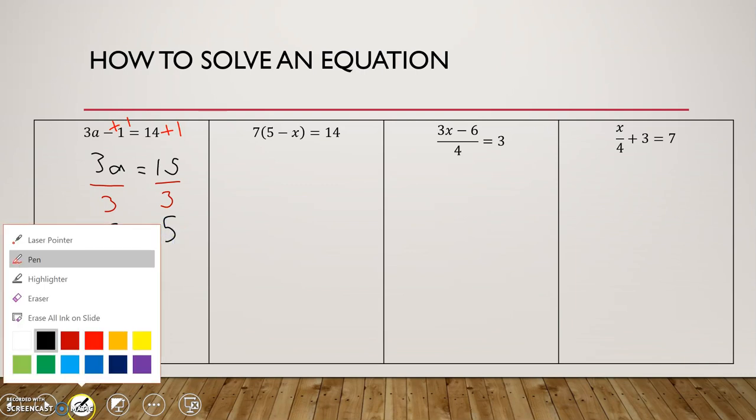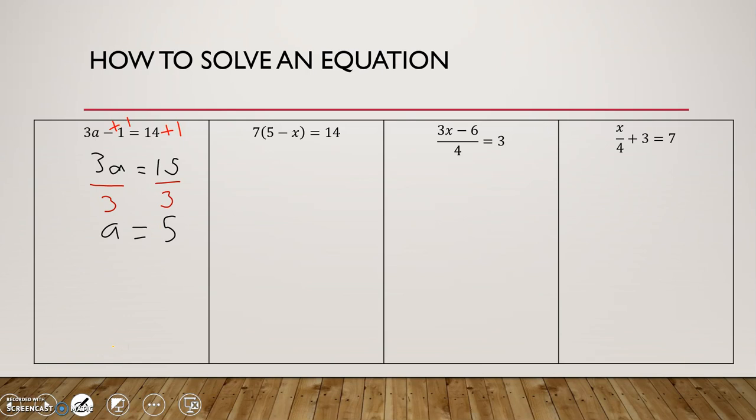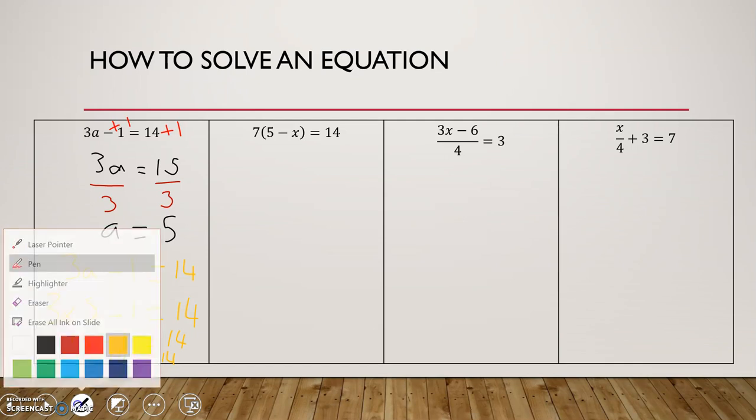Now I can check my answer by substituting a equals 5 back into my original equation. So my original equation was 3a minus 1 equals 14. If I substitute 5 into a, I'll have 3 times 5 minus 1 equals 14. Now 3 times 5 is 15, and 15 minus 1 is 14. Now because the left-hand side equals the right-hand side, I know that my answer is correct, so a equals 5.